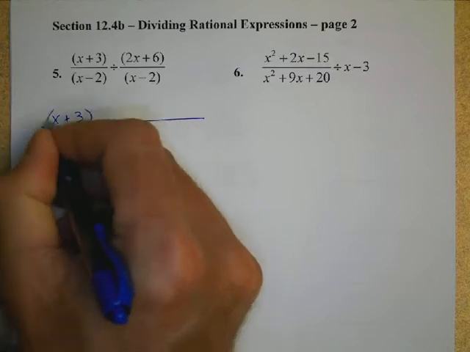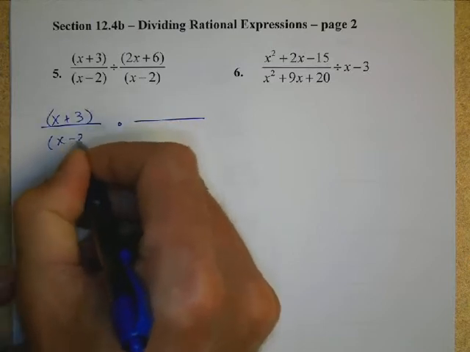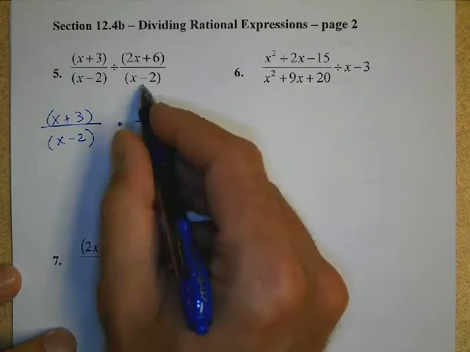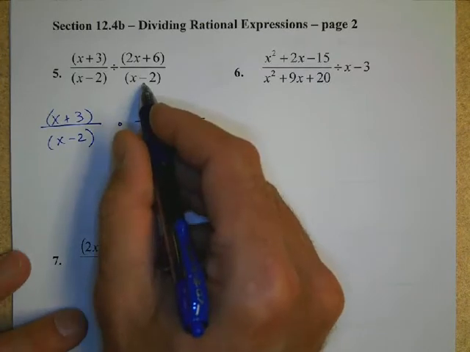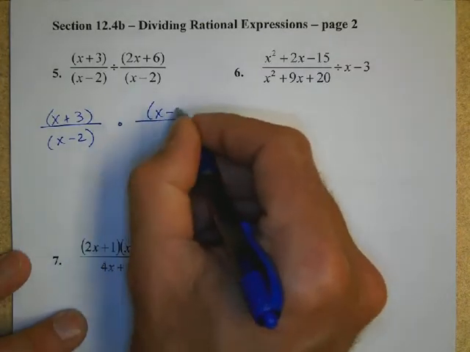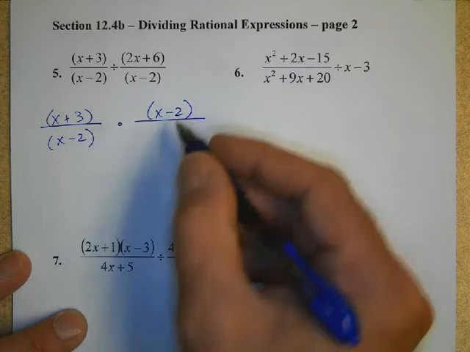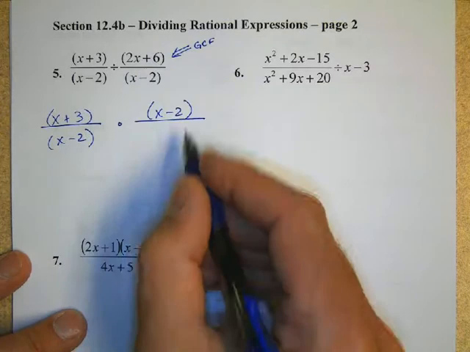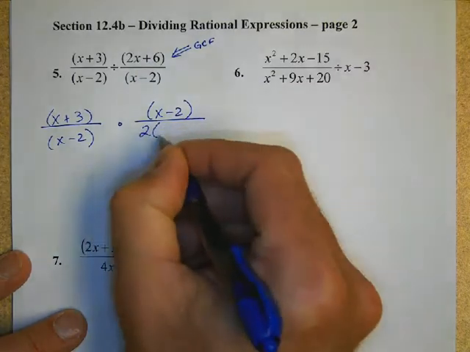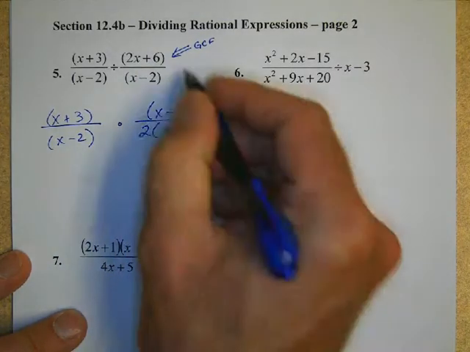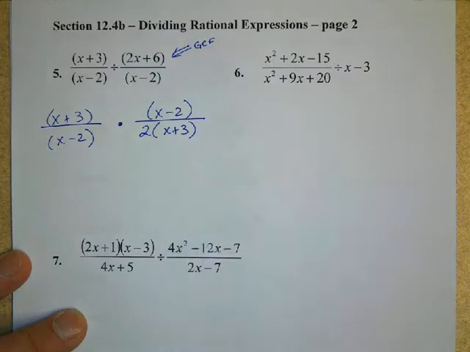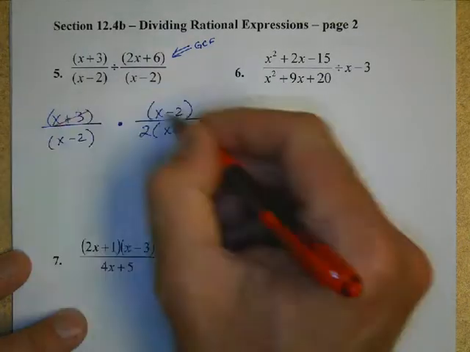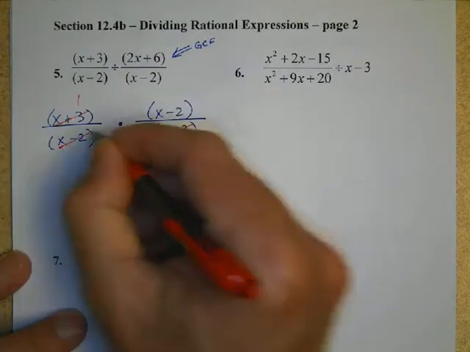This x minus 2 on the bottom is going to go to the top and become x minus 2 up there. And then we look for a GCF on this top part, 2x plus 6. Well, the GCF is a 2, and so that's going to translate to the bottom when it becomes a times sign. Now, the favorite part: the x plus 3's cancel, the x minus 2's cancel, and that leaves us an answer of 1/2.